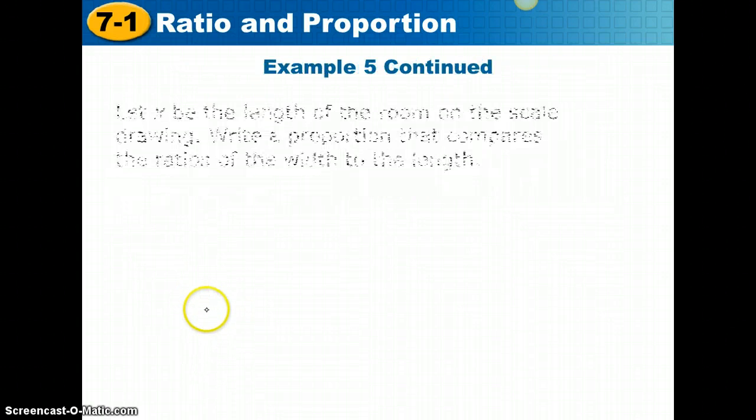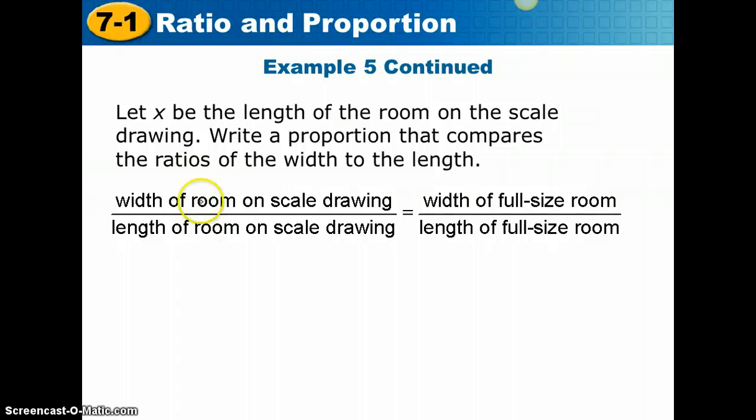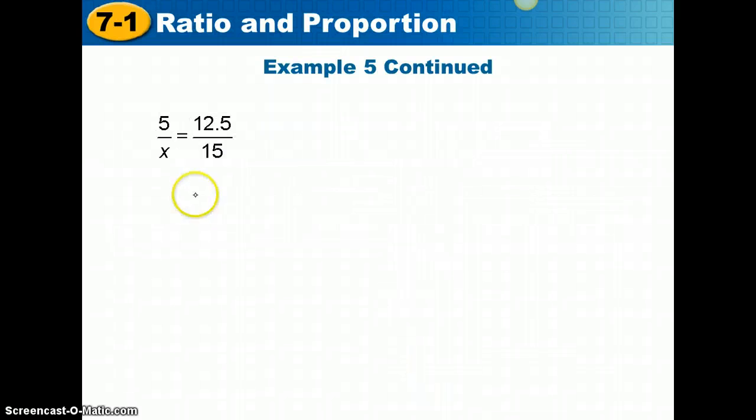Well, we can set up a proportion that compares the width to the length of the scale drawing, and that would equal the width to the length of the full-size room, where x is going to be the length of the room in the scale drawing. So we simply need to fill in what we know. The ratio of width to the length of the scale drawing would be 5 to x. The ratio of width to length of the full-size room would be 12.5 to 15.